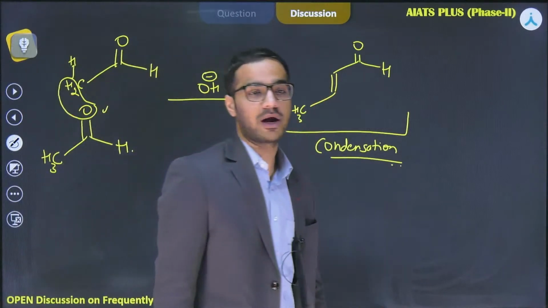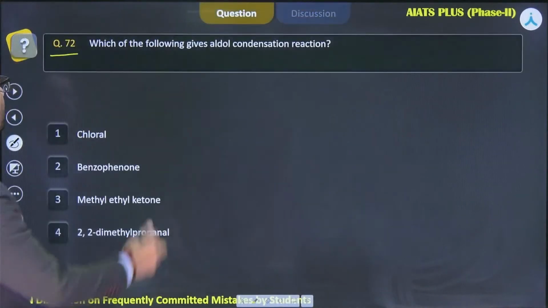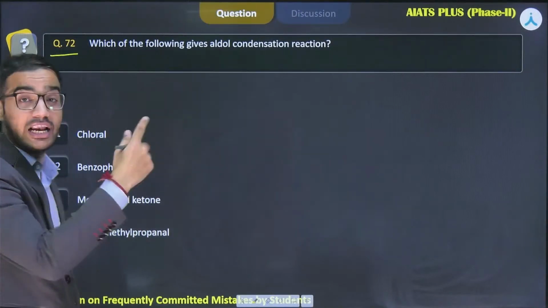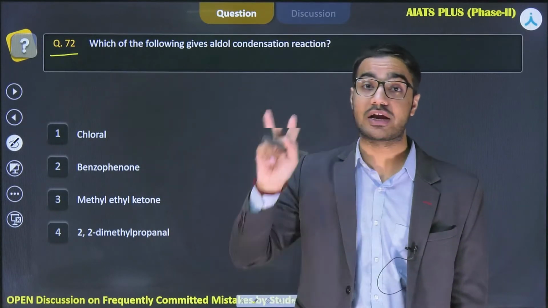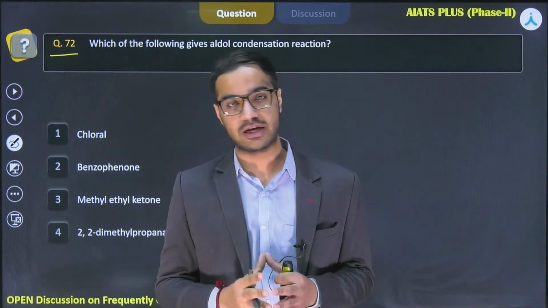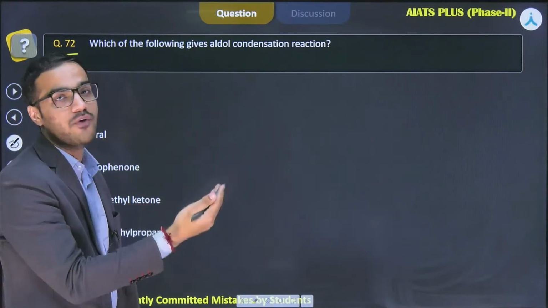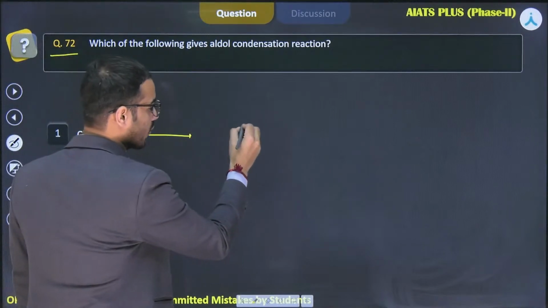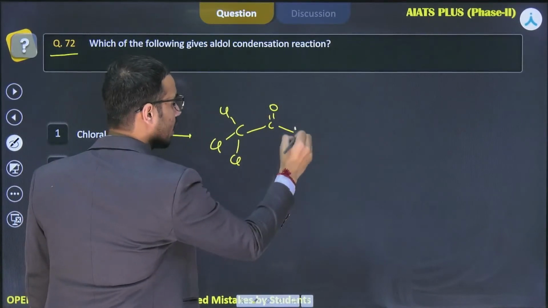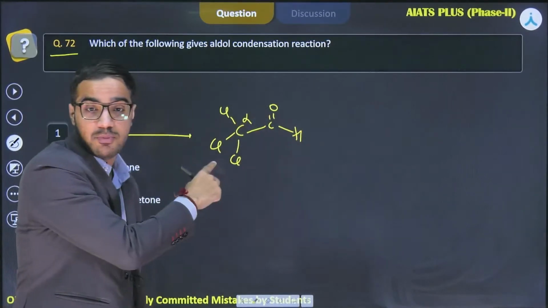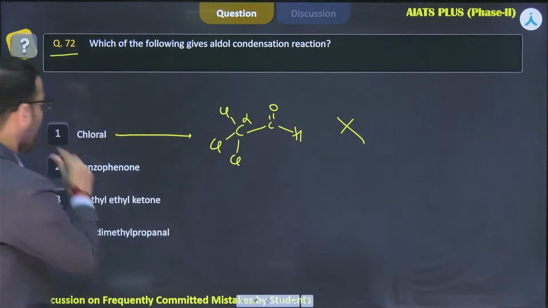Okay, let's get back to the question part. What does the question suggest? We are asked which among the following gives aldol condensation reaction. As we have discussed, for aldol condensation there must be at least 2 alpha hydrogens at the carbonyl center. Let us discuss the structures to clarify which has alpha hydrogens. The structure of chloral is CCl3, C double bond O, H. This alpha position doesn't have any alpha hydrogen, so this will never be the case. So this option is ruled out.